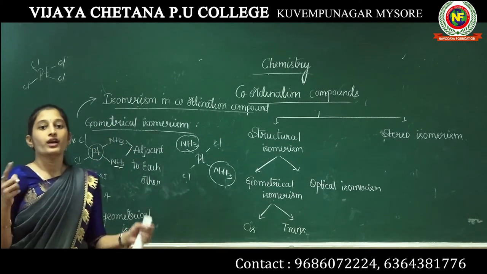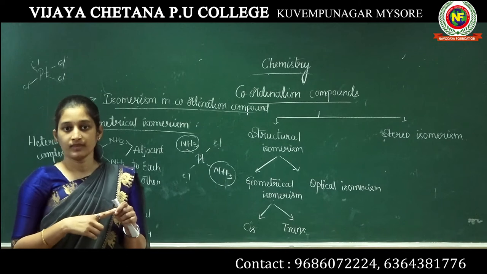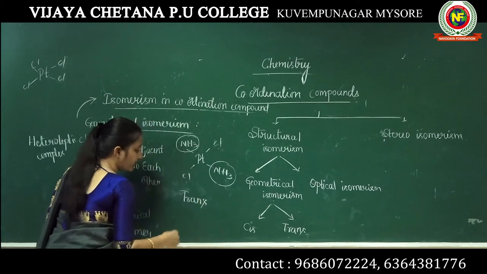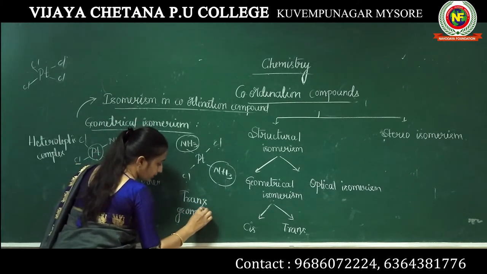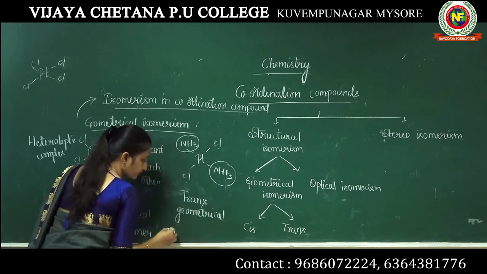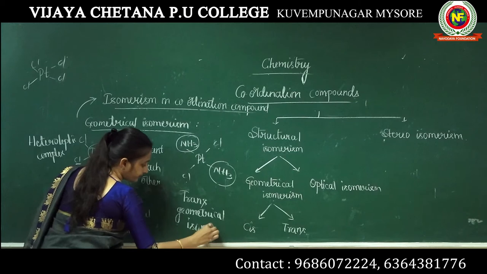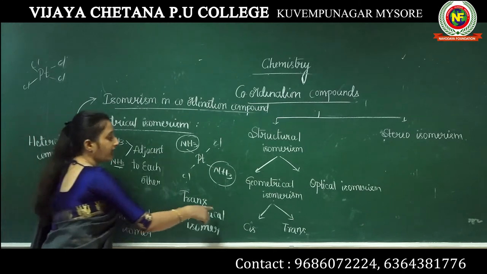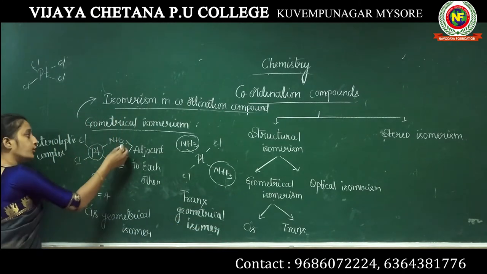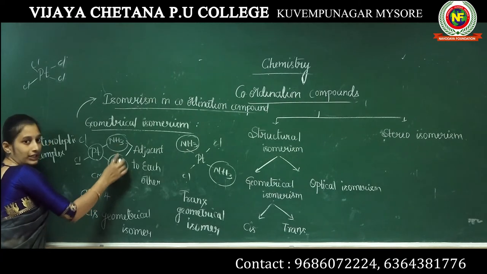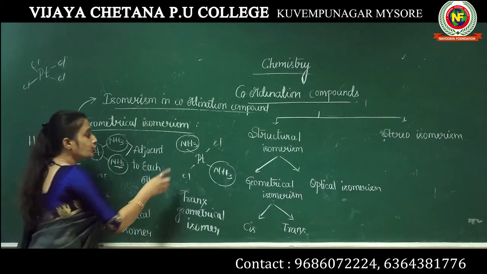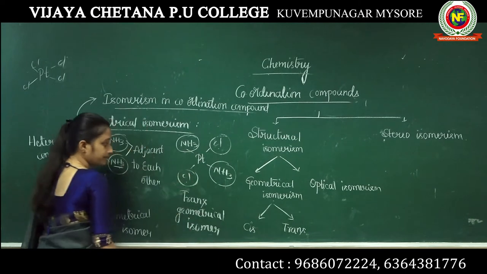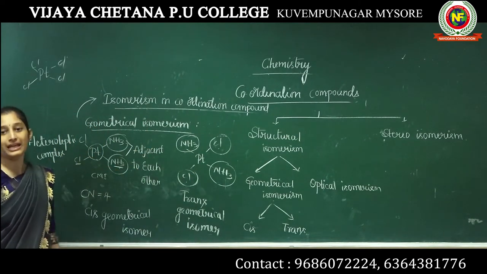If the same groups are opposite, what do we call it? We call it trans geometrical isomer. These two are geometrical isomers. But this one is cis and this one is trans. Why? In one, two groups are adjacent to each other. In the other, two similar groups are opposite. Not only ammonia, chlorine, chloride, they are opposite to each other.